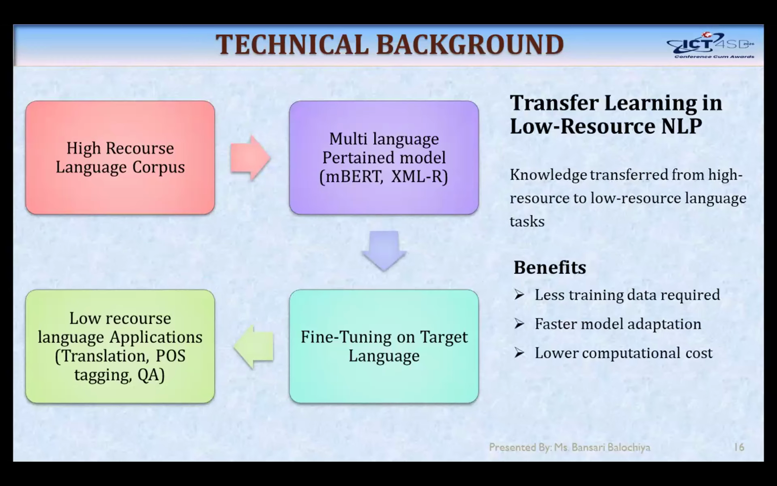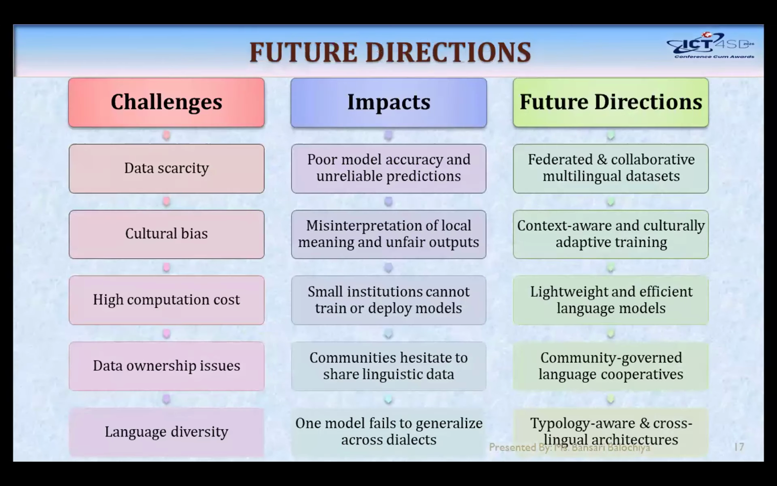This is the transfer learning, low resource NLP, knowledge transfer from a high resource to low resource, this defined multi-language embedding like fine tuning. And these are the challenges, impact and future direction: data security, cultural bias, and high computational costs. It's a challenge, but the impact is poor model accuracy and a feedback loop.